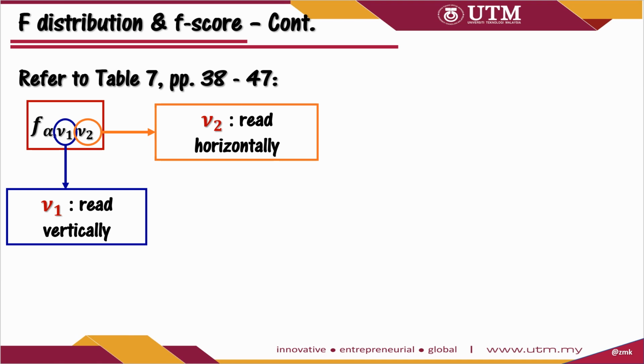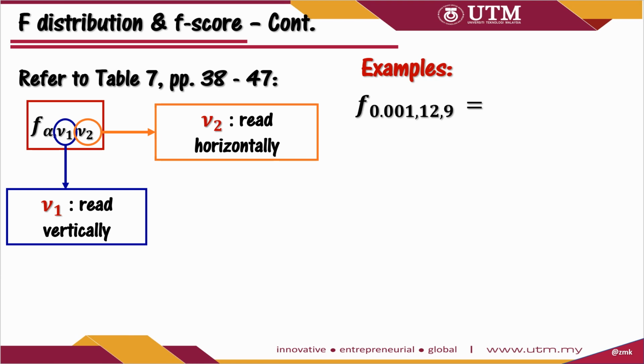Eventually then you will get the F score that you are interested in. Let's try these examples. Identify the value of F 0.001, 12, 9 from the table.